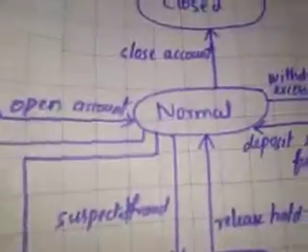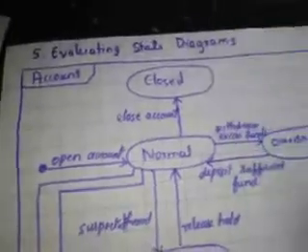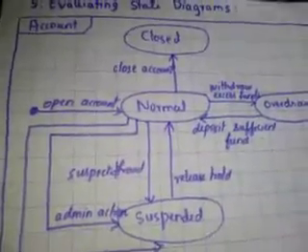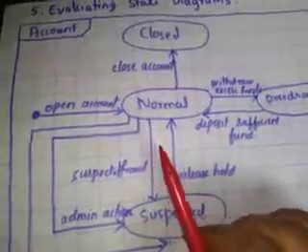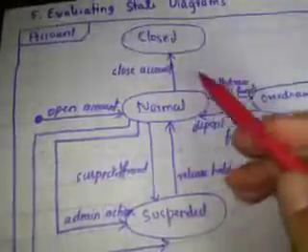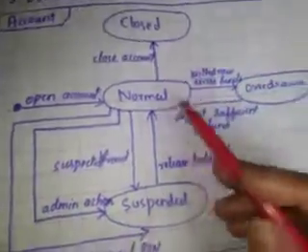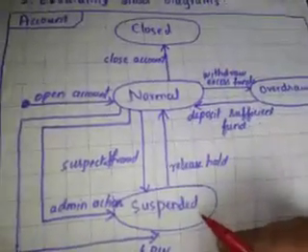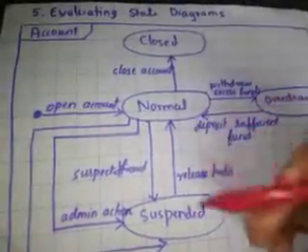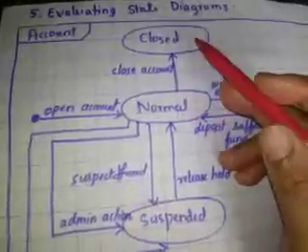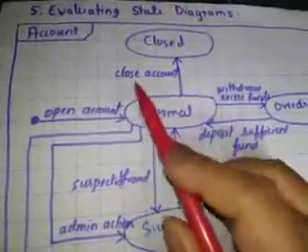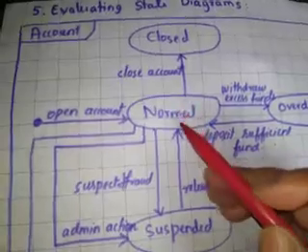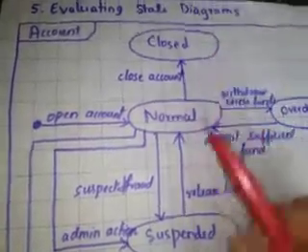The next, fifth step is evaluating the state diagram. Now let us see, we have drawn a state diagram for the object account. The account can be in different states, like closed, normal, overdrawn, or suspended. These are the transitions that take place from one state to another, and these are the events that cause the transition from one state to another.